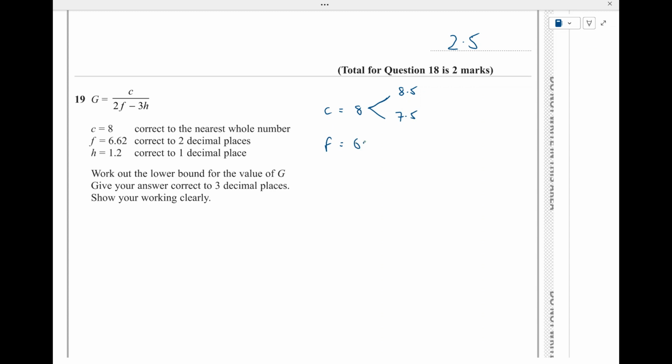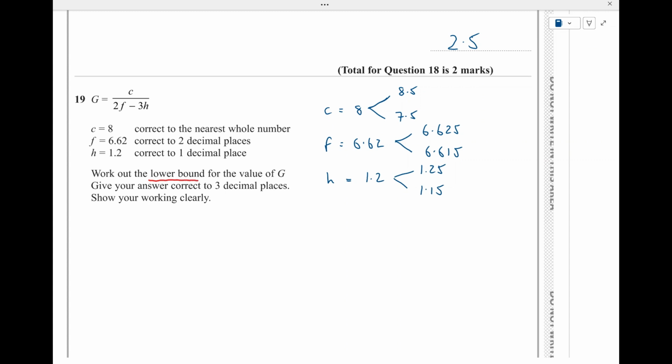F is 6.62, correct to 2 decimal places: 6.625, 6.615. H, 1.2 to 1 decimal place: 1.25, 1.15. Now I haven't even read the question yet, but I have already written down the upper and the lower bound of each of C, F, and H. Only now am I going to worry about what is coming next.